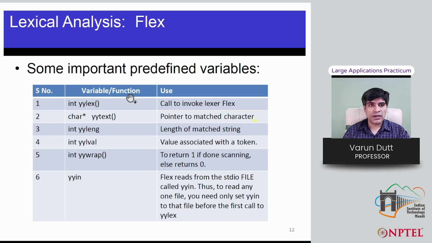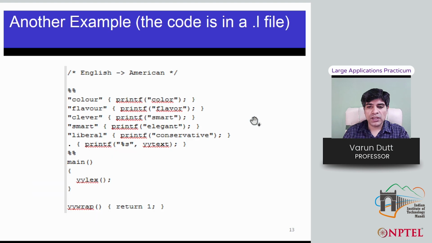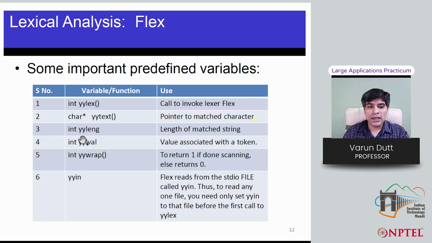So the question is that lexical analysis also comes up with a set of functions and a set of variables which we can create. Here we have yylex, which is to invoke the lexer flex, which we have seen in the main program in the last example. I also told you that there is a special pointer called yytext, and it shows generally the string which it matched at the end. Then we have yyleng, which is the length of the matched string which yytext is pointing to, and yylval, the value associated with the token, and yywrap to return 1 if done scanning, else return 0.